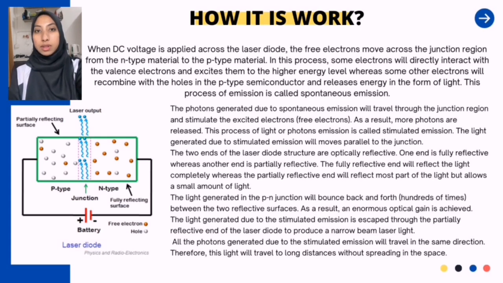All the photons generated due to the stimulated emission will travel in the same direction. Therefore, this light will travel a long distance without spreading in space.